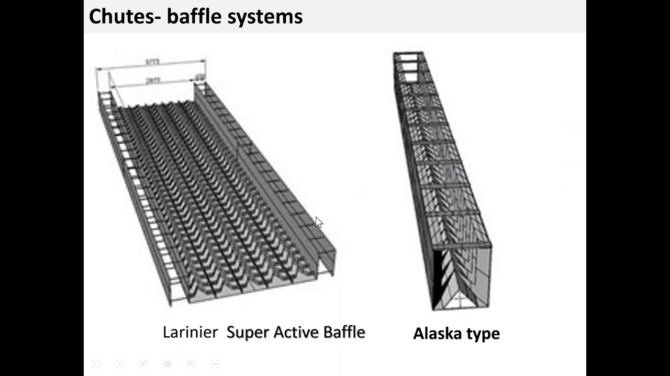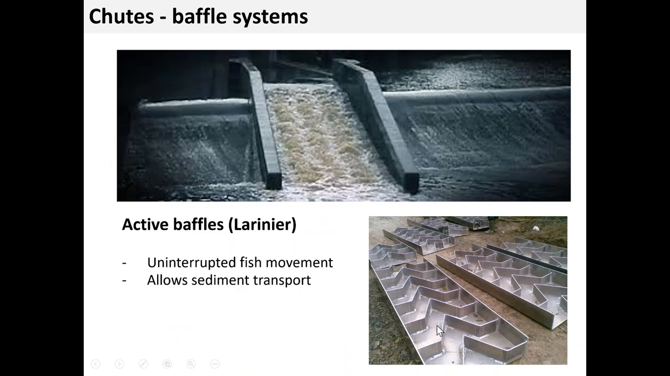This is the modification that Larinier and colleagues developed based on the original design. That's the so-called superactive baffle, which dispenses with the need for lateral baffles, so it concentrates all the baffles in the bottom. This is a modification called Alaska type. Sometimes you may see this being called a chevron type. This is again some of these chevron type or superactive Larinier baffle system. And one of the advantages of these types of systems is that it can be made in modular sections. It's relatively easy to install, and it allows free passage not just of sediments but also of canoeists and other fauna.